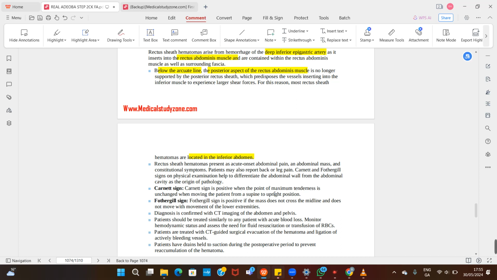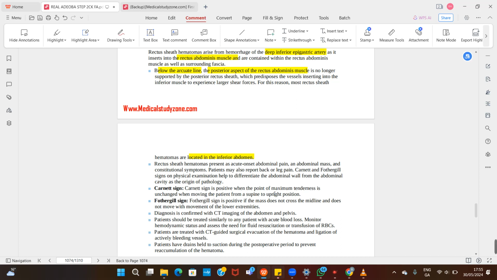So what you do is tell the patient to stay supine. You can tell them to raise their head, which will tense the rectus abdominis muscle, or you can tell them to lift their legs, right? So they stay supine, they lift their legs, or they raise their head. Those two maneuvers contract the rectus abdominis muscle, and you notice that the mass stays in the middle. It does not cross the midline. It stays in a certain position. It will not cross the midline, and it will not move with movement of the extremities or of the head. So that's the Fothergill sign.